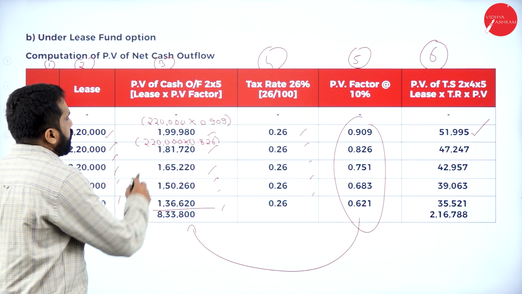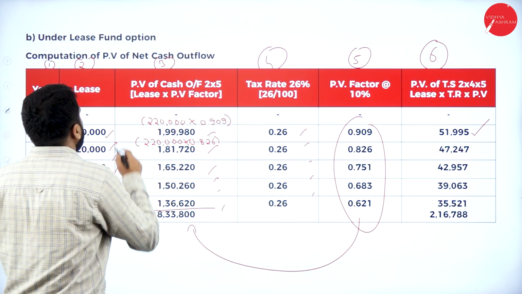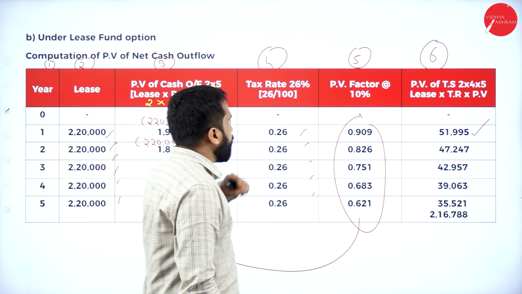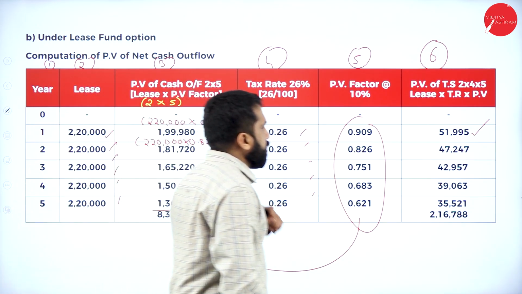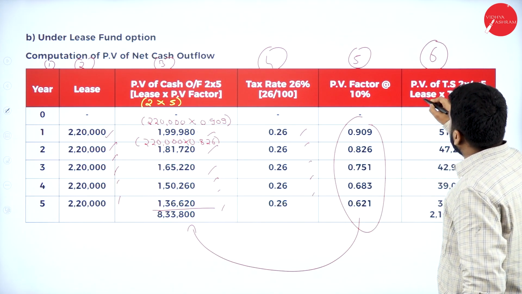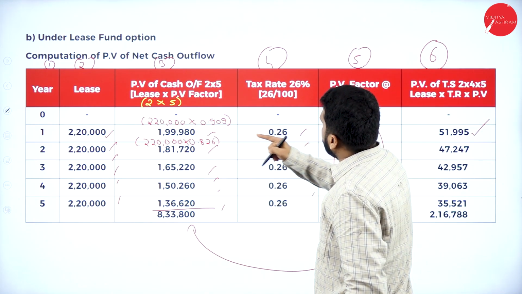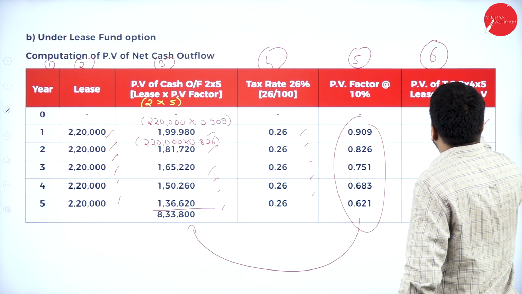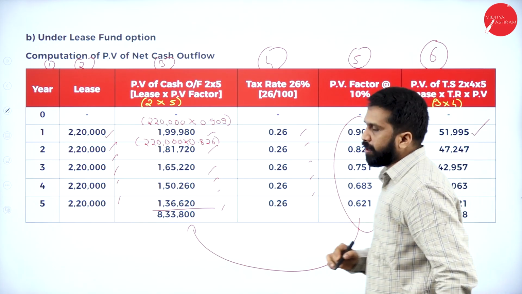Now, how did you get this one? Lease into PV factor. Lease is what? Column number 2 into your PV factor gives column number 5. And how did you get your last one? Lease into lease is not required because it is already calculated. Directly you go with your value. How much is it? Column number 3 into your tax is column number 4. So you got your answer.